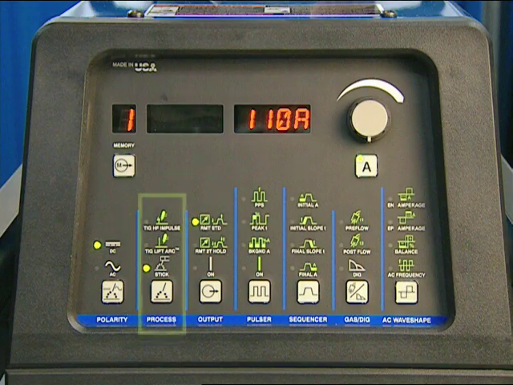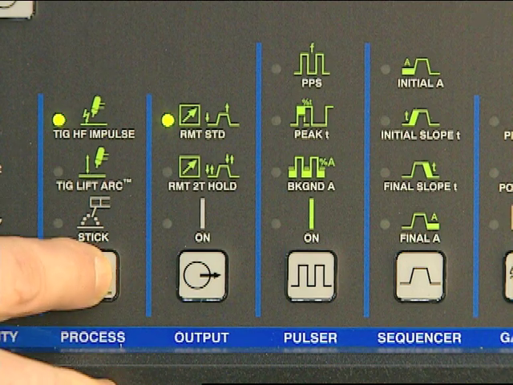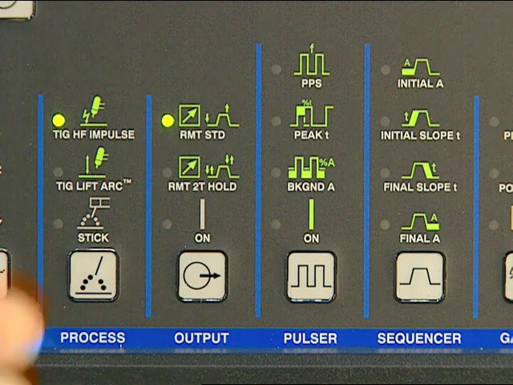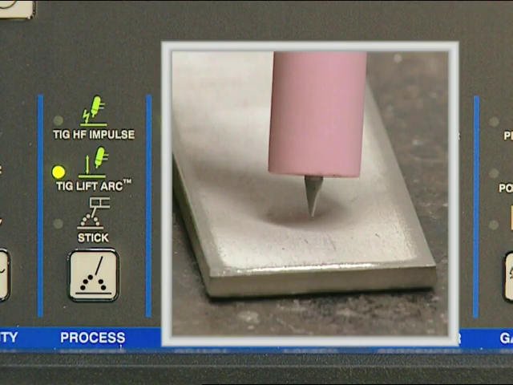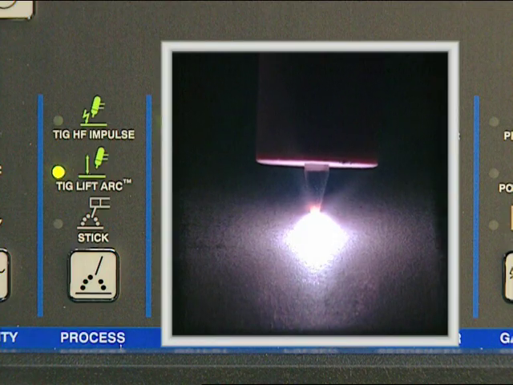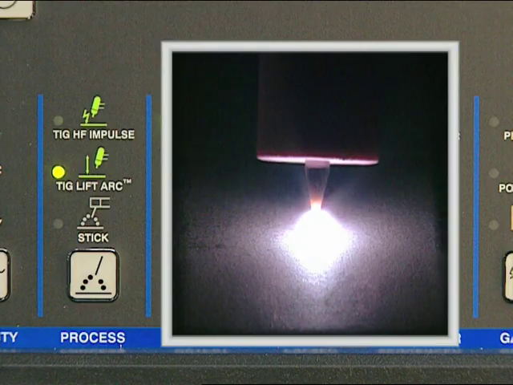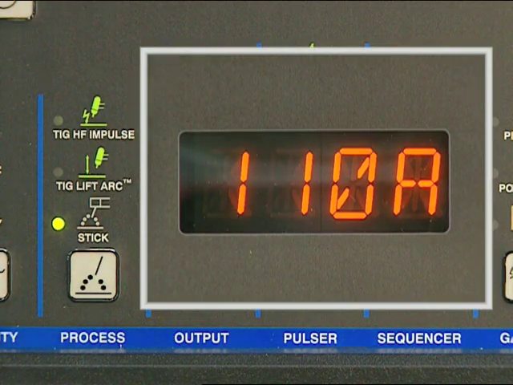Your Dynasty or MaxStar machine allows you to choose from several processes. Select TIG high-frequency impulse if you want a non-contact TIG start. Lift arc is another process that can be used for starting the TIG torch. Touch tungsten to your work and depress your remote control while touching the workpiece. This is typically used in areas where high frequency is not allowed. Select stick for AC or DC stick welding.